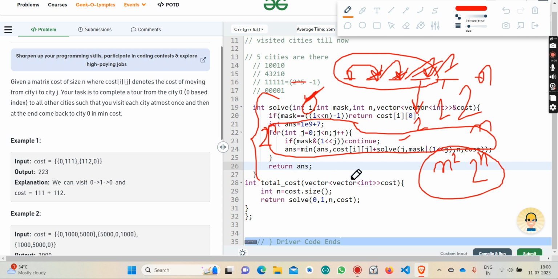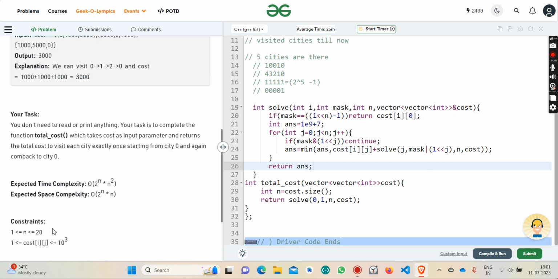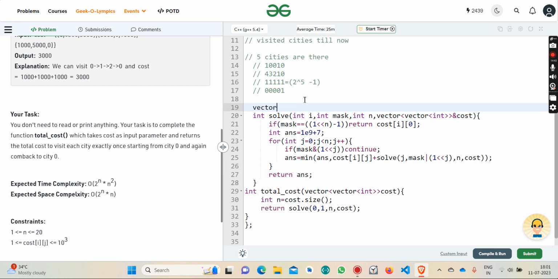But this solution would not pass. You would surely have to memoize it, because n squared into 2 to the power n is much bigger, even if n is less than or equal to 20. If n squared would be 400, then 400 into 2 to the power 20, you can think of 2 to the power 20 as even greater than 10 to the power 6 into 400. Obviously it is greater than 10 to the power 8, which would obviously lead to a time limit exceeded. So we would have to memoize it. Let's memoize it.